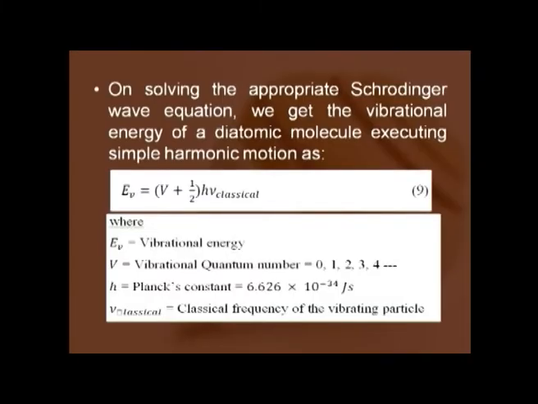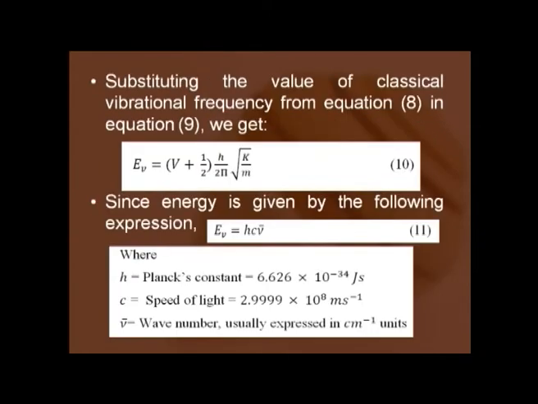On solving the appropriate Schrödinger wave equation, we get the vibrational energy of a diatomic molecule executing simple harmonic motion as E_v = (v + 1/2) h ν_classical, as shown in equation 9, where E_v is the vibrational energy, v is the vibrational quantum number which can have values 0, 1, 2, 3, 4 and so on. h is the Planck's constant equal to 6.626 × 10^-34 joule second, and ν_classical, as earlier told, is the classical frequency of the vibrating particle.